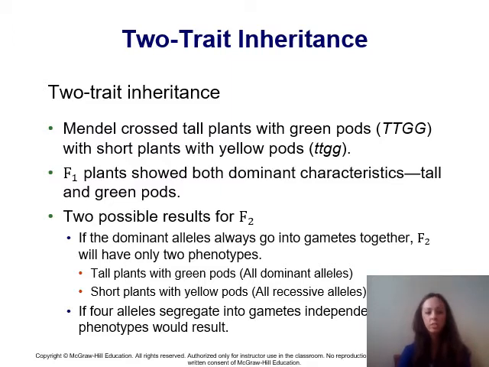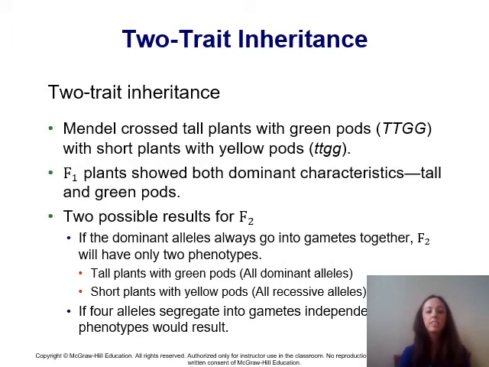And just like in his first experiment, these were true breeding, which just meant that all of the plants that had the dominant traits would produce offspring that had the dominant traits. Same with the plants with the recessive traits. And also, like in his first experiment, all the offspring in the F1 generation were heterozygous.